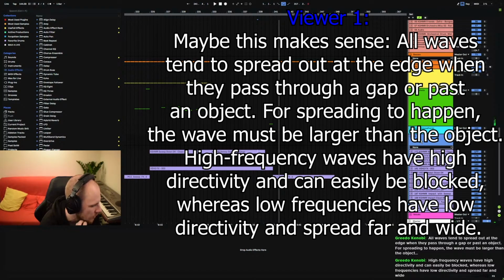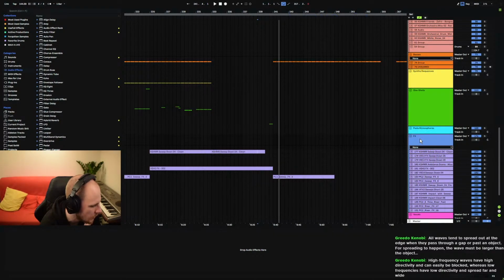Maybe this makes sense. All waves tend to spread out at the edge when they pass through a gap or past an object. For spreading to happen, the wave must be larger than the object. High-frequency waves have high directivity and can easily be blocked, whereas low frequencies have low directivity and spread far and wide. I don't even know what you're saying, to be honest.